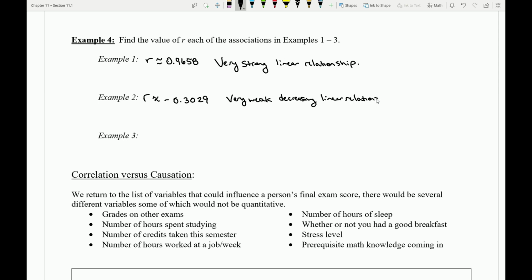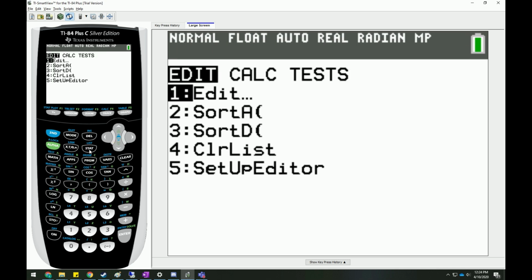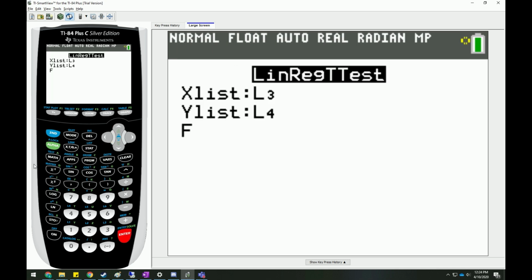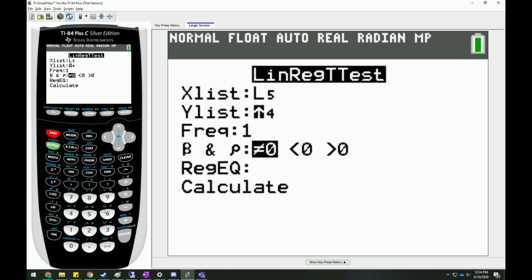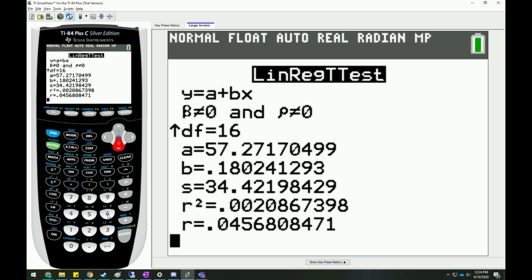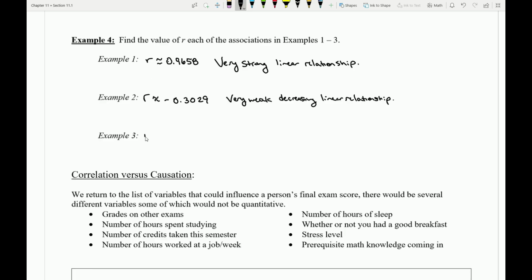Now we'll take a look at each of these as they compare to their scatter plots in just a moment. Let's take a look at the last one though. So here I would go ahead and I would compute, same thing, lin/reg t-test, but now I'm just going to use list number 5 and list number 6. If I go to calculate, I'm going to pull up these numbers. Scrolling to the bottom, I'm going to get 0.0457. So R here is roughly 0.0457. And so this is a, I guess I'll word it as an almost non-existent linear relationship.